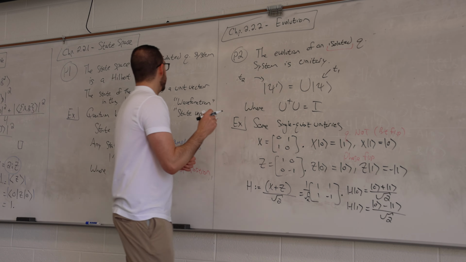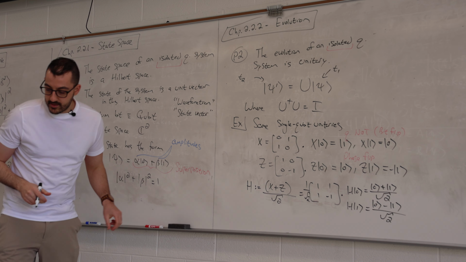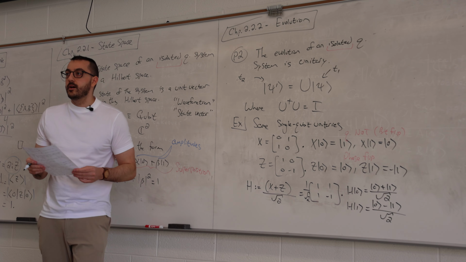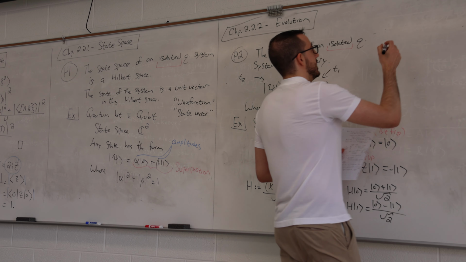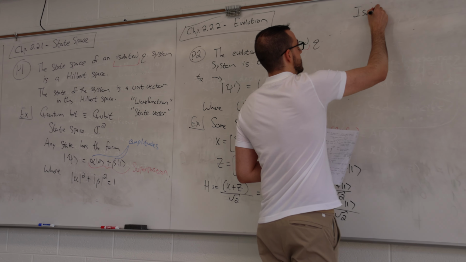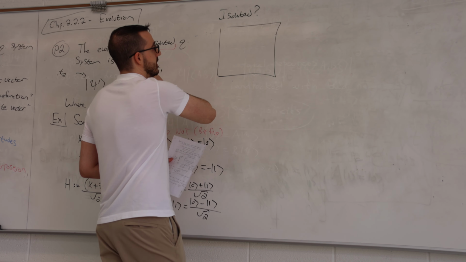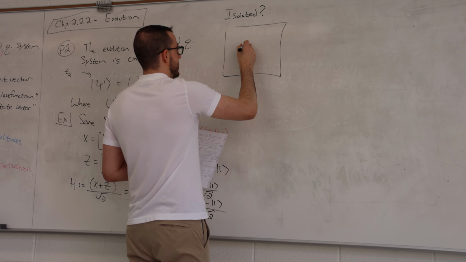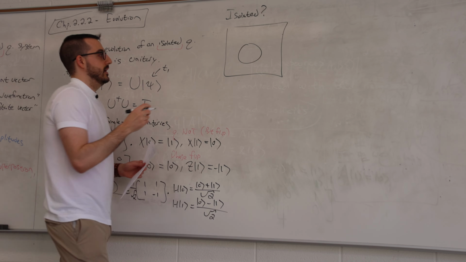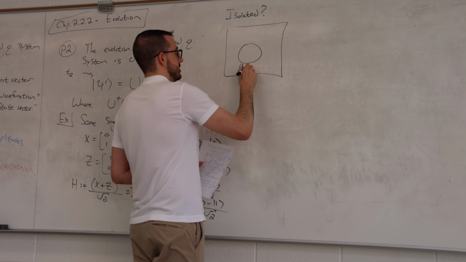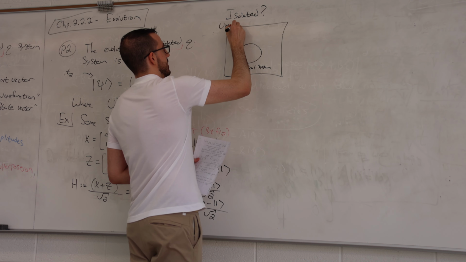Isolated appears in both of these postulates. An isolated physical system is one that does not interact with its environment. So what do we mean by isolated? You can think of this as the entire universe, and then our particular physical system is living inside of that. This would be our physical system. This would be the entire universe.